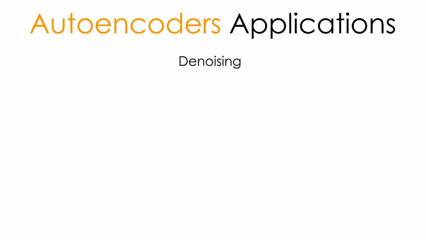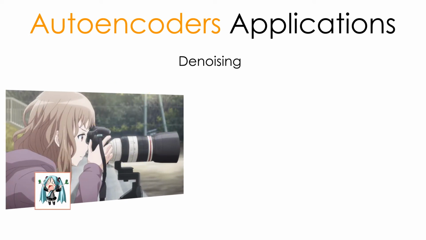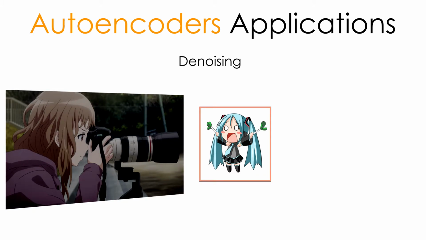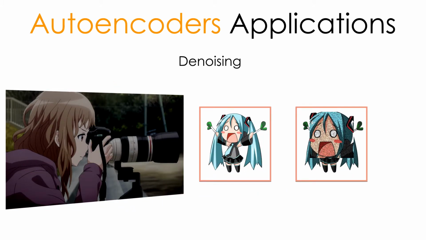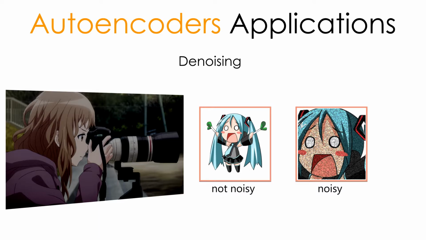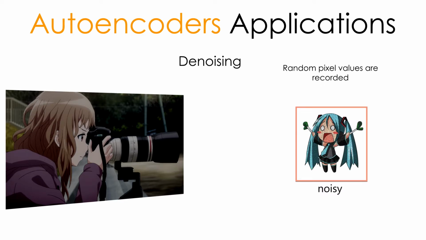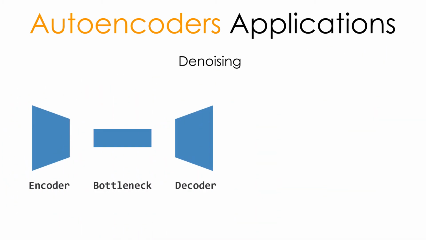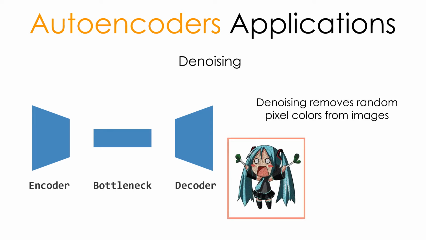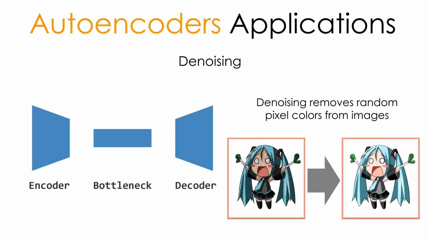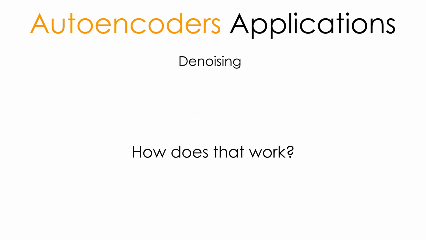A common issue faced by photographers when taking photos in low luminosity environments is that noise starts appearing in the images. This is due to the fact that when not enough light comes into a camera sensor, a random value may be captured by this photosite. This results in an overall low-quality image. But autoencoders can be used as a denoising technique which will remove the undesired random colors from the input image. So, how does that work?